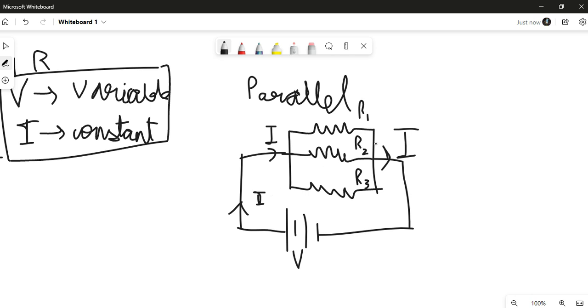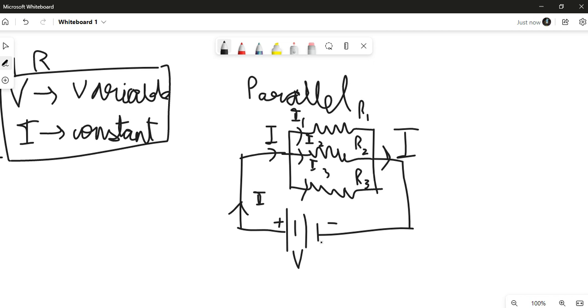When it's dividing, assume that current I1 goes through this, current I2 goes through this, and current I3 goes through this. Now this is plus and minus.